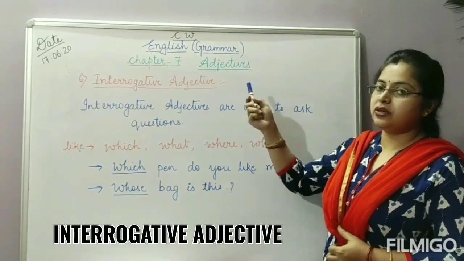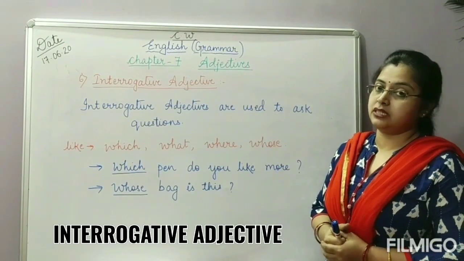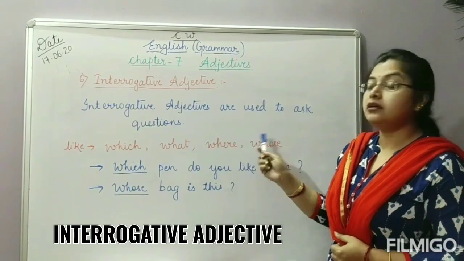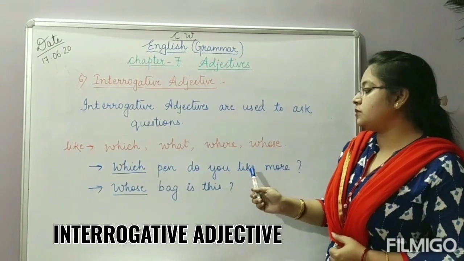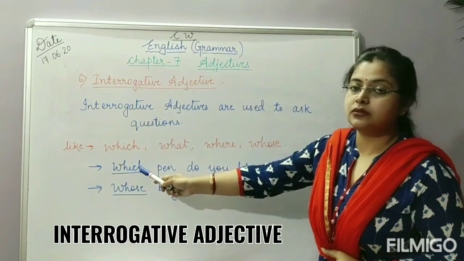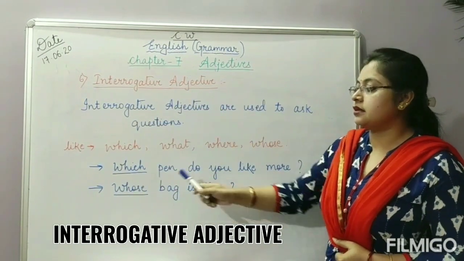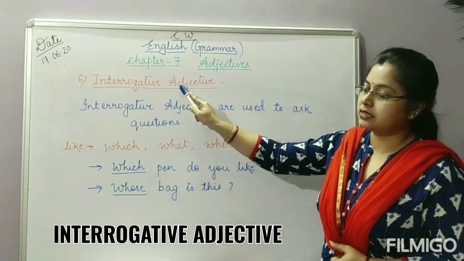Now 6th is interrogative adjective. Interrogative adjectives are used to ask questions. These are question words like which, what, where, whose. See the sentences here. Which pen do you like more? Question word is which. So this is interrogative adjective. Whose bag is this? Whose. The word whose, it is a question word. This is interrogative adjective.